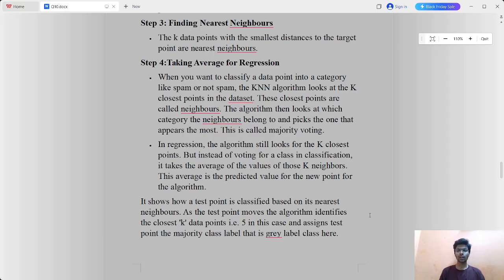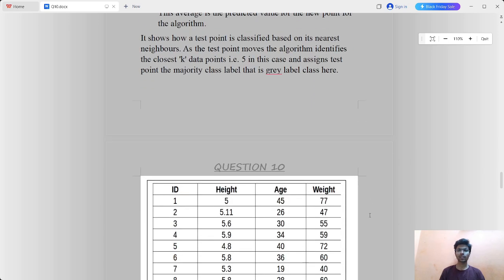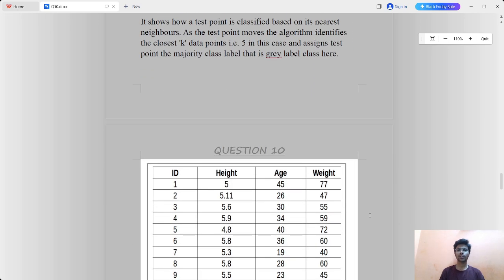It shows how a test point is classified based on its nearest neighbors. As the test point moves, the algorithm identifies the closest k data points, which is 5 in this case, and assigns the test point the majority class label, which is the gray class here.